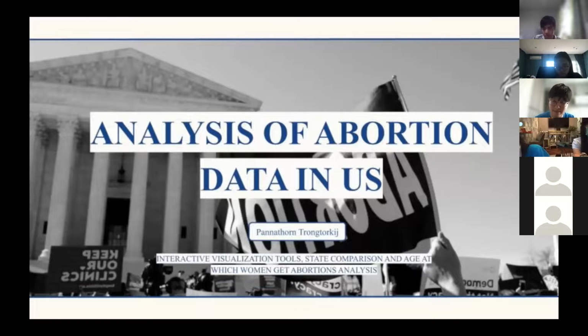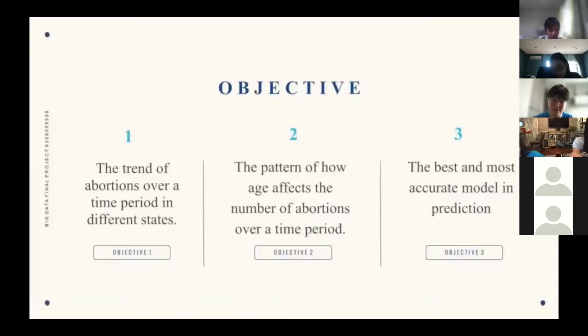This project utilizes Mathematica to illustrate interactive visualization tools, state comparison, and analysis of the age at which women get abortions, to baseline fit using a fundamental supervised learning algorithm. This project aims to develop machine learning on performance data to achieve the following objectives. First, the trend of abortions over a time period in different states. Second, the pattern of how age affects the number of abortions over a time period. And lastly, the best and most accurate model in prediction.